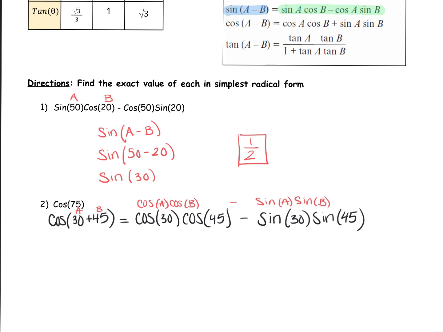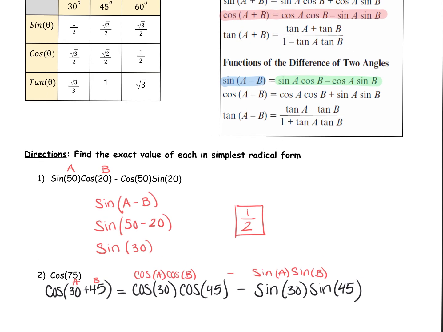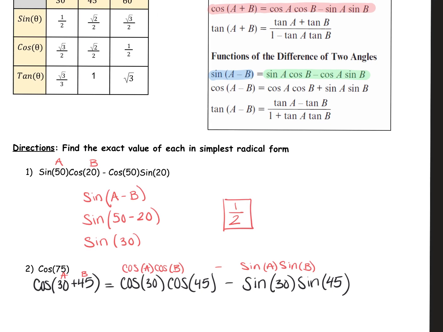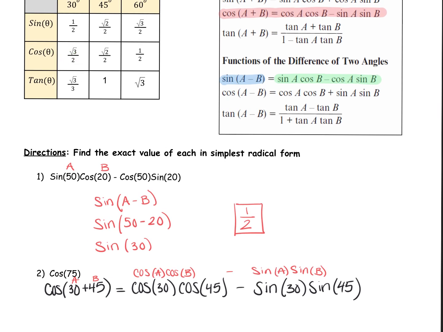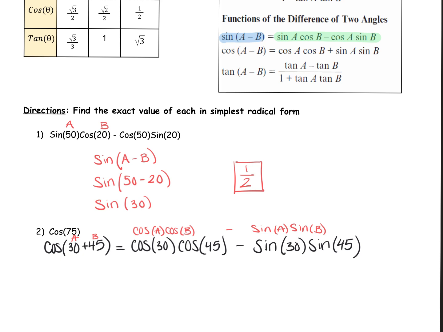So now let's use our exact value chart. So on your exact value chart, let's look for cosine of 30 and then put that there. So cosine of 30 is your rad 3 over 2, and cosine of 45 is your rad 2 over 2. So rad 3 over 2, and these are attached by multiplication, so we're going to multiply rad 2 over 2. Minus, if you look at the chart for sine of 30, you should see that it's 1/2. Same thing for the chart for sine of 45, it's rad 2 over 2.